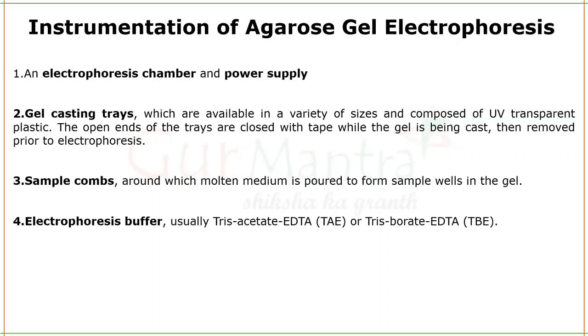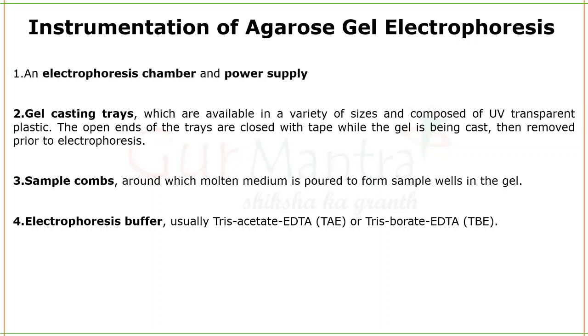Then you will cast the gel into the tray. Actually, you will keep a sample comb in the tray first. Combs are used because they will form wells. I'll show you how it is. You keep the comb because after solidification of the gel, it will leave an empty space, like a well. In that empty space, or well, you can put your sample.